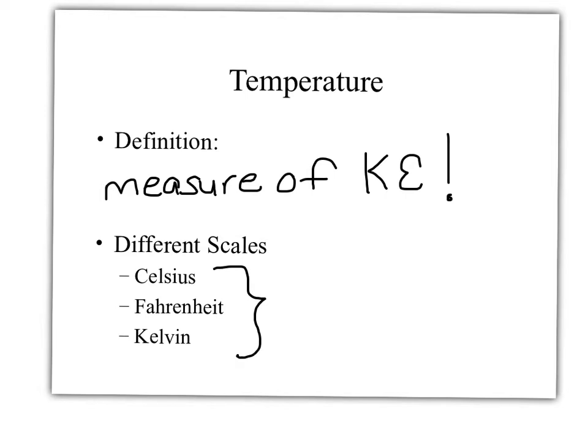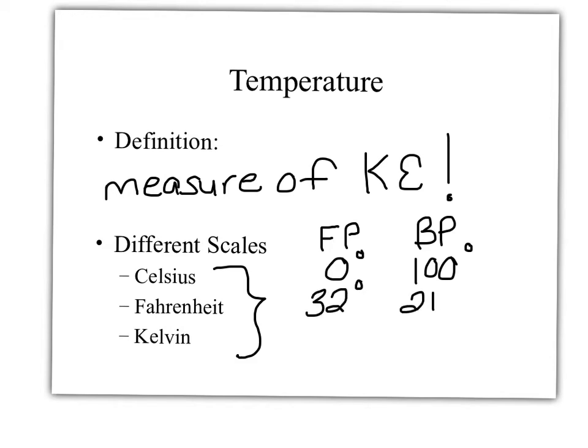In the Celsius scale, the freezing point of water is 0 degrees. The boiling point of water is 100 degrees. In Fahrenheit, the freezing point of water is 32 degrees. The boiling point is 212 degrees. So a Fahrenheit degree is smaller than a Celsius degree.